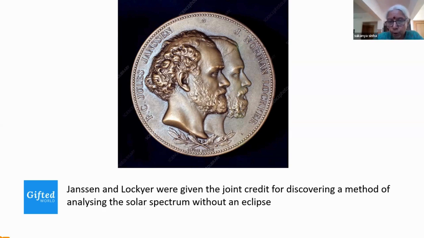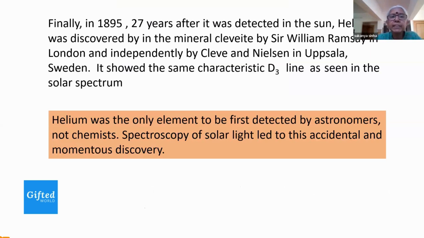But finally, in 1895, 27 years after it was detected in the sun, helium was discovered in the mineral cleveite by Sir William Ramsay in London, and independently by Cleve and Nielsen in Uppsala, Sweden. And it showed the same line. As I said, spectral lines are a signature, a fingerprint of the element. So whenever you see a D3 line in that position, it means the presence of helium.